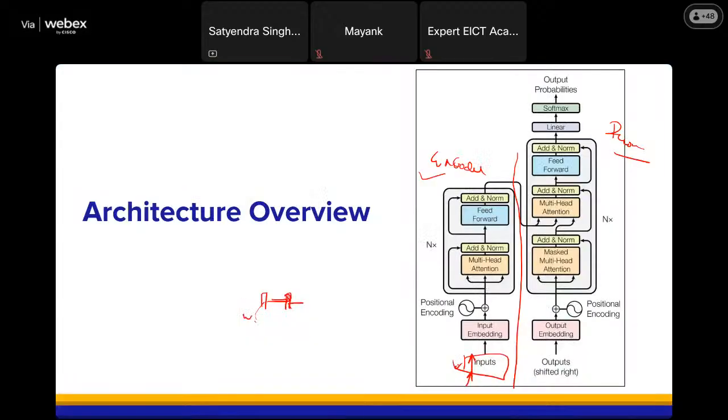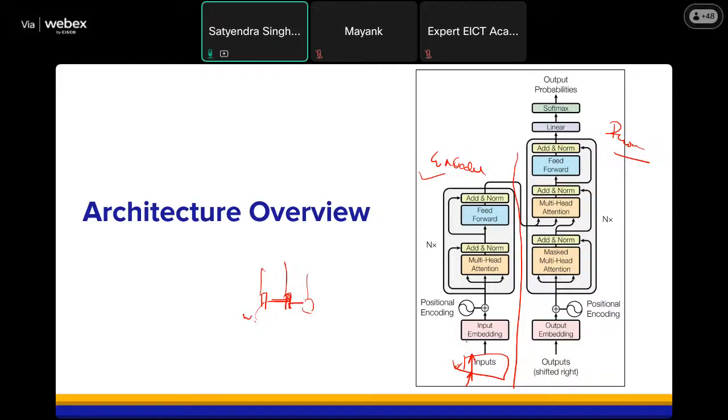Sequence, yes. The ordering will be lost. Memory overload is not an issue nowadays, assuming you have a large memory. If you give all the words at the same time, then the ordering will be lost, which is one of the primary requirements of a sequence to sequence model, right?